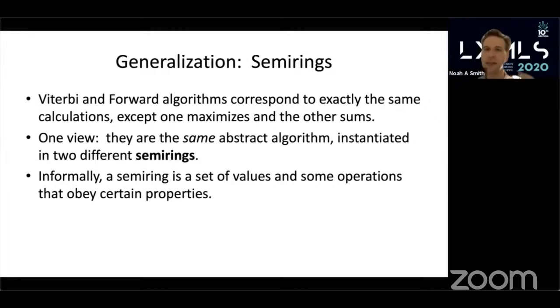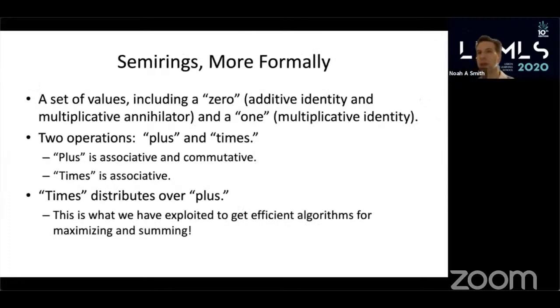So a semi-ring comes from abstract algebra. It's a set of values and some operations that obey certain properties. And I'll try to explain briefly what they are and how they map onto the two things we've seen, and then we'll talk about some other cases that are kind of interesting.